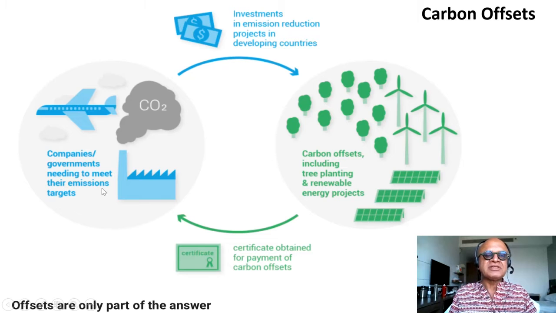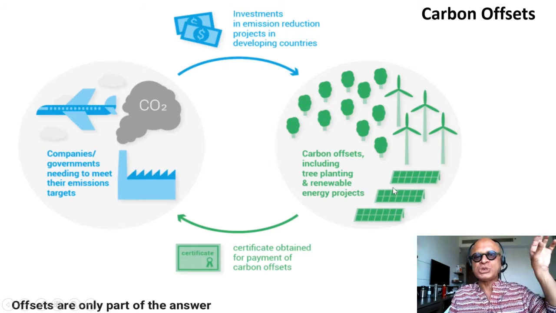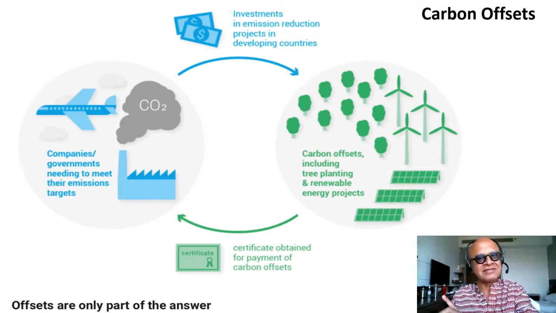So companies, governments needing to meet their emission targets can invest in emission reduction projects in developing countries. So carbon offsets include things like planting trees, renewable energy products. So each unit of CO2 you are inevitably emitting, let's say as a part of a corporation or a company, then you can pay someone to take out that unit of carbon somewhere else. Since it's a well-mixed, long-lasting gas, this could work, right?